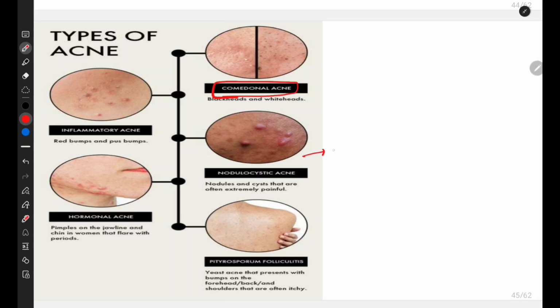Nodulocystic is the most dangerous form. It's a bit difficult to treat and it can cause immense pain. It's the most severe, would be the most accurate word. Most severe, and it's also called acne conglobata.